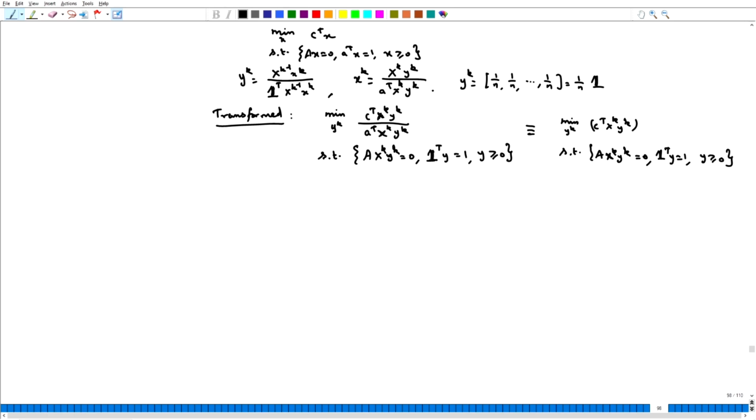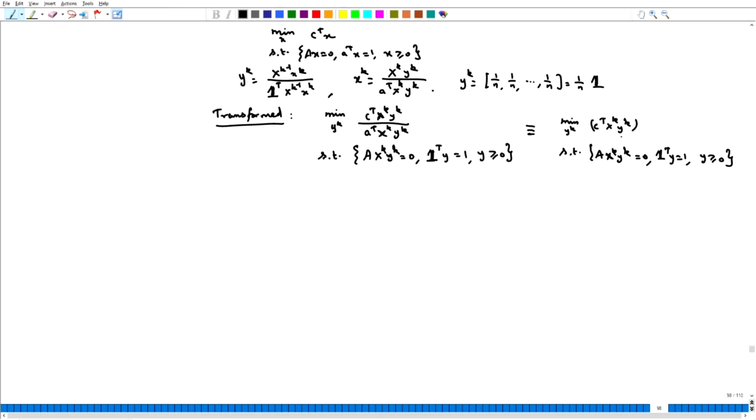Again, we will see how to get around this anyway. Thus, we will continue with this problem of minimizing c transpose Xk yk subject to A Xk yk equal to 0, 1 transpose y equal to 1, y greater than or equal to 0. One thing that you can observe now is that the transformed problem is very similar to what you got in the affine scaling method. There also the transformed problem was minimize c transpose Xk y subject to A Xk y equal to 0 and y greater than or equal to 0.